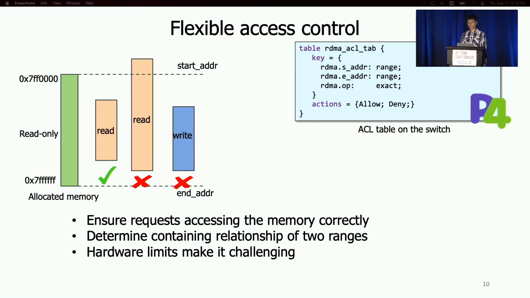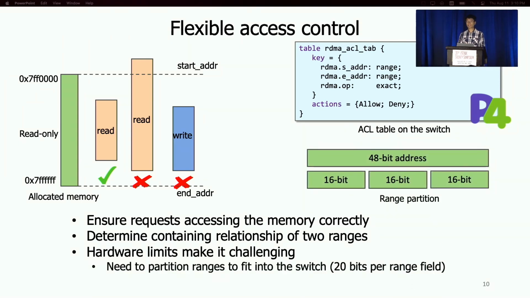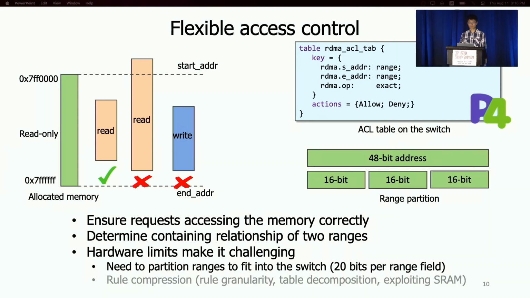An important challenge of access control is hardware limit. For example, a switch can only do range matching with a certain number of bits per field, for example, 20 bits. But an address field has 48 bits, so we need to partition this field into 3 smaller segments, each with 16 bits. Another hardware limit is that range matching consumes too much switch resource. So we further derive 3 rule compression techniques that can further optimize the usage of switch resource.